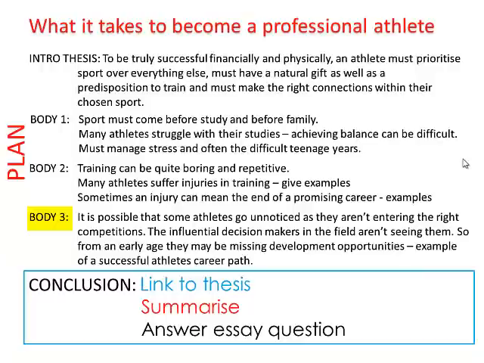And for Body 3 we have: it is possible that some athletes go unnoticed as they aren't entering the right competitions. The influential decision makers in the field aren't seeing them, so from an early age they may be missing development opportunities. And here we could give an example of a successful athlete's career path. So these are the ideas that we plan to develop.